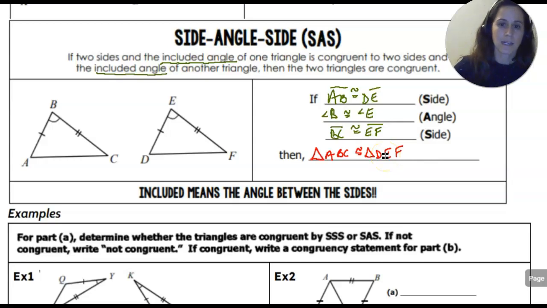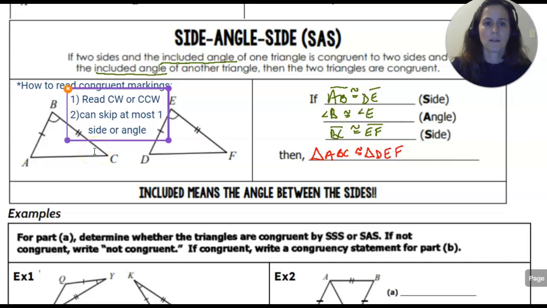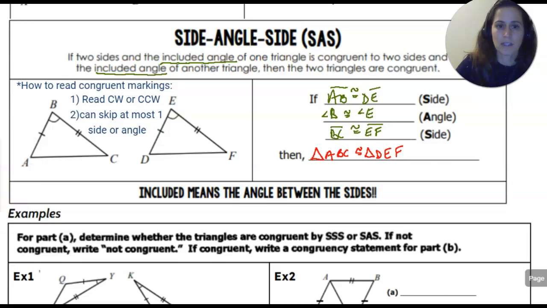We're going to take a little sidebar and look at how you read congruent markings. There are 2 things to keep in mind. First, we're going to label our markings as sides or angles. This marking is for a side, so I'm going to put a little S there. The E is for an angle, and then EF is for a side marking. So we have to figure out where to start.